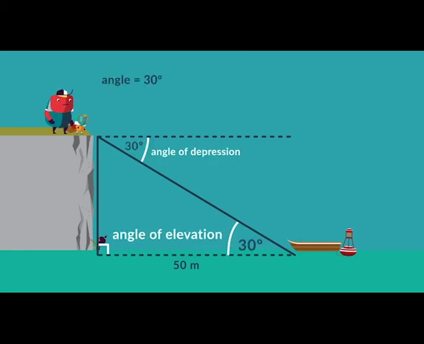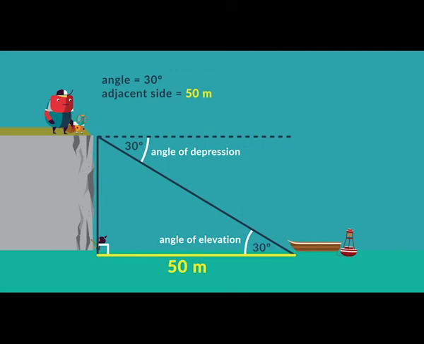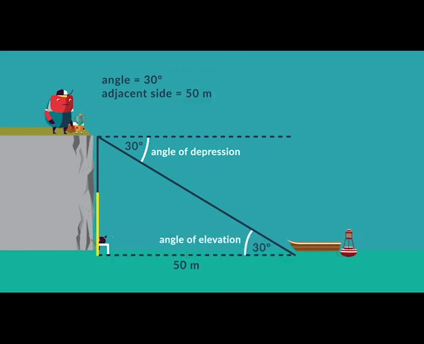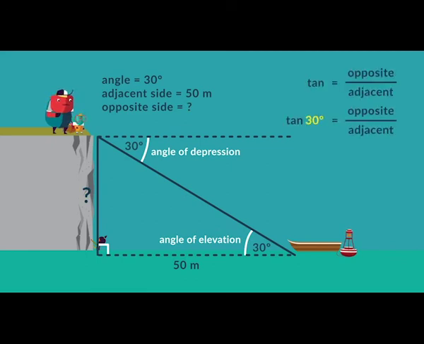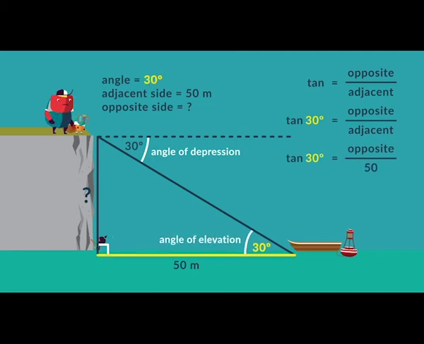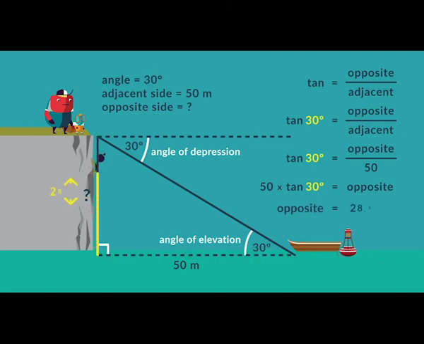Fidel now has the value of the reference angle and the length of one side, the side adjacent to the reference angle, which is enough to find the height of the cliff, which is the length of the side opposite to the reference angle. From SOH CAH TOA, he knows to use the tan ratio and places the known values. Reference angle, 30 degrees. Adjacent side, 50 meters. To find the value for the opposite side, rearrange the equation so that opposite is by itself on one side. The answer? 28.87 meters. Easy.